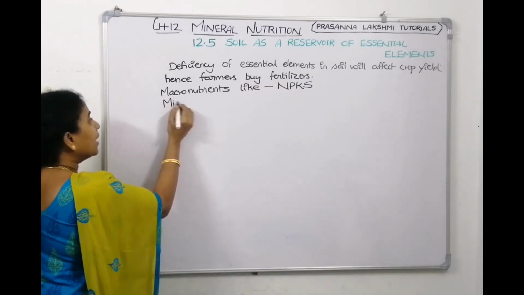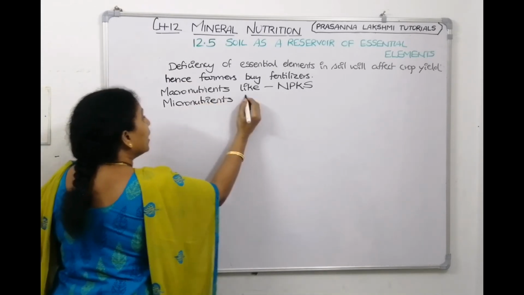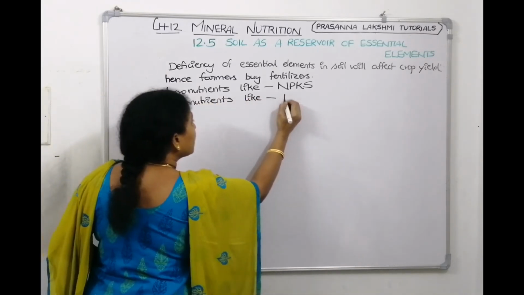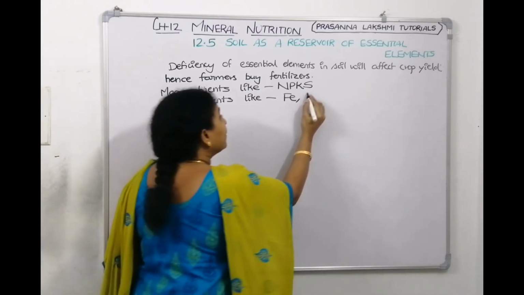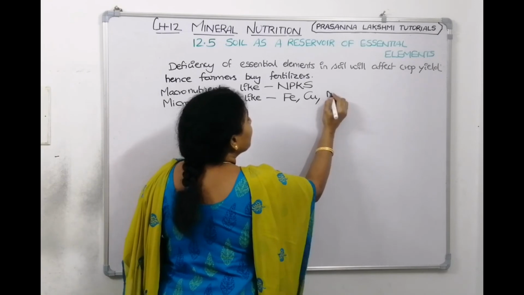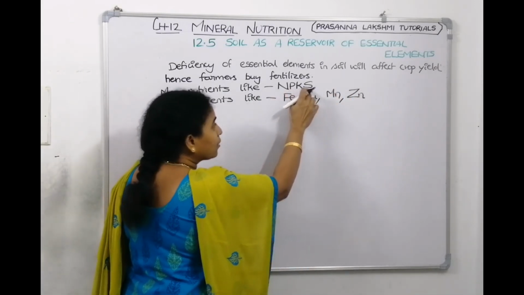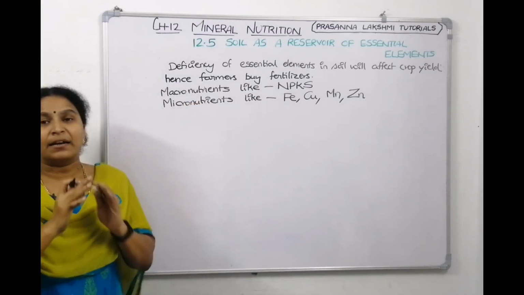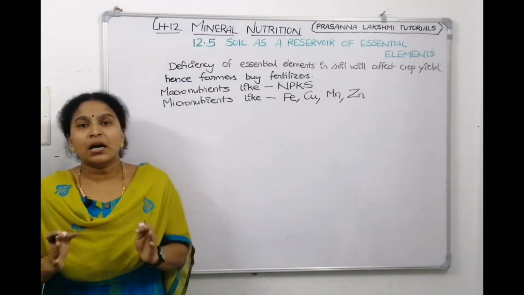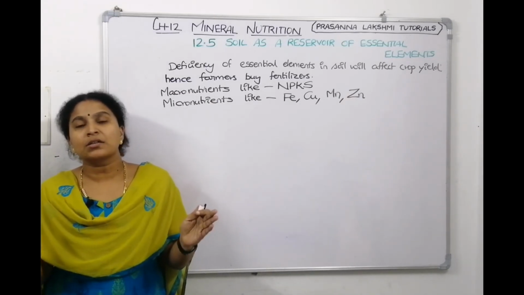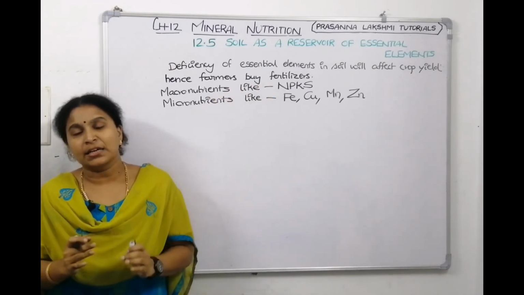And what are the micronutrients which the plant requires? Among micronutrients, the first one we studied is iron, if you remember. After that we studied copper. Then we studied manganese and zinc. These four micronutrients are also required by the plant, and these formulations will be present in fertilizers.